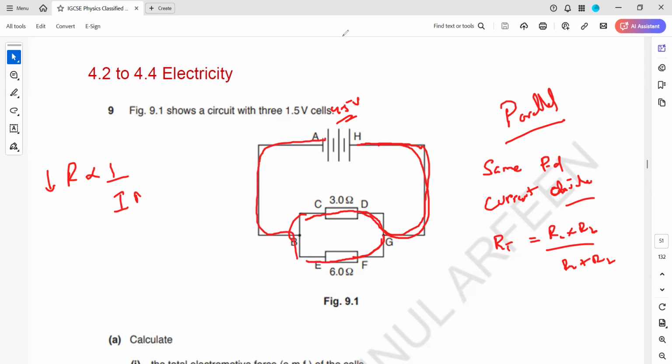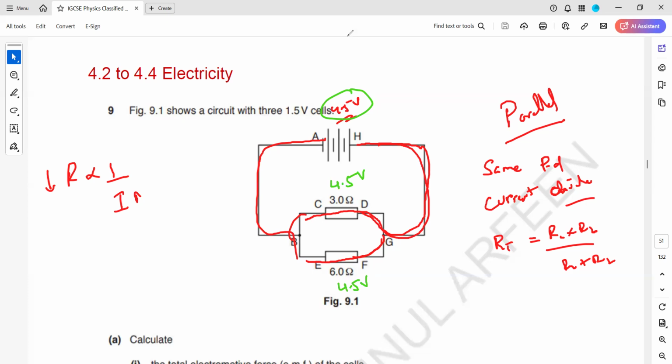If the total potential difference is 4.5, how much potential difference is here? 4.5. What is the potential difference here? 4.5. Same, because whenever components are connected in parallel, they will receive the same potential difference. But if they're connected in series, the potential difference will be divided, current will be the same, and the resistance will be the sum of individual resistances. This is a parallel circuit.